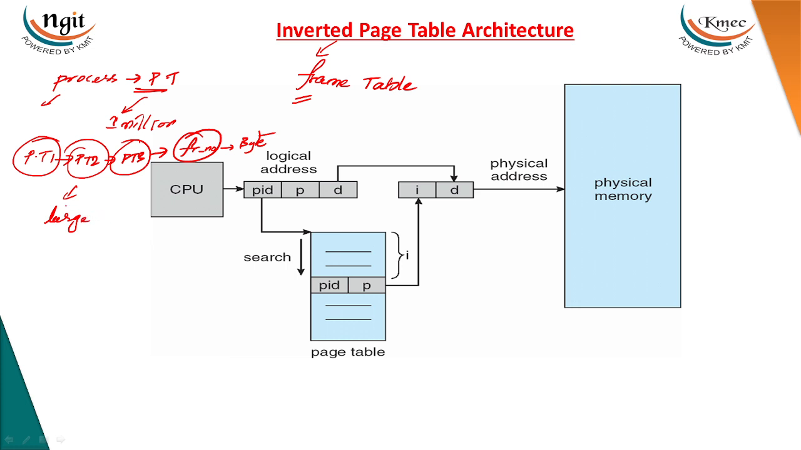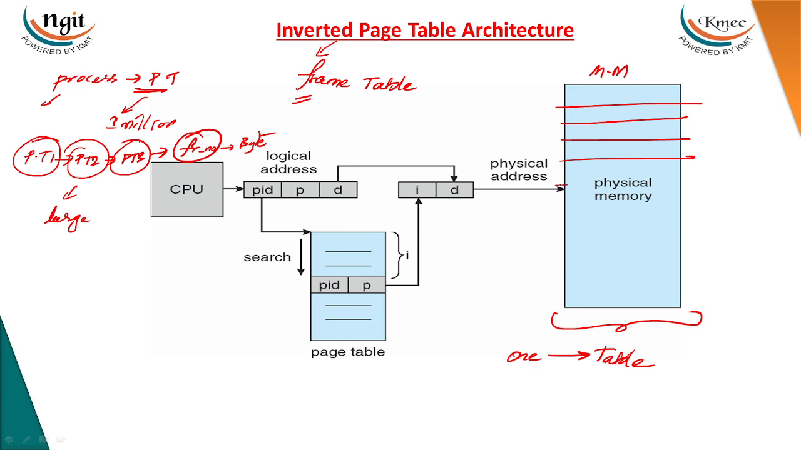In order to avoid that, they have introduced one more concept called the inverted page table. Instead of each process having its own page table, the entire physical memory, the main memory, will maintain a table. That means the system will have only one table, the inverted page table, where each entry in main memory will be associated with one page number, the actual page that is stored in it.